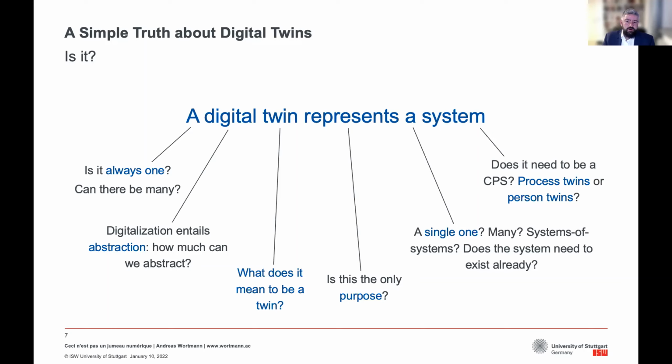We don't know what we mean when we say a system. Is it always a cyber-physical system? Can it be a process? Can it even be a person? In medicine, we have read a couple of papers where they have digital twins of people or of organs, so of a heart, of a liver, etc. And all of that needs to be considered if you want to have a well-established foundation for digital twins that you can talk about with experts from different domains.